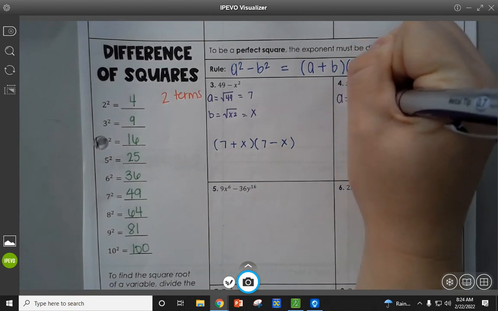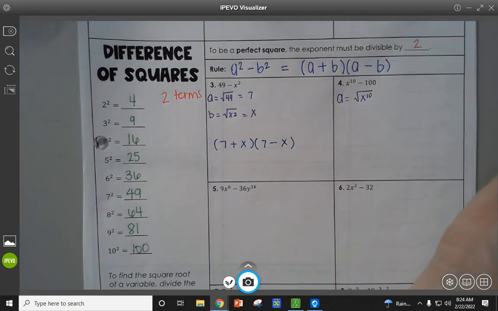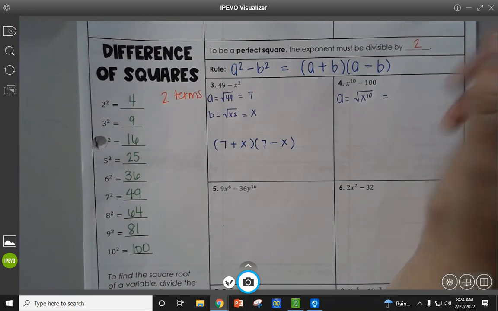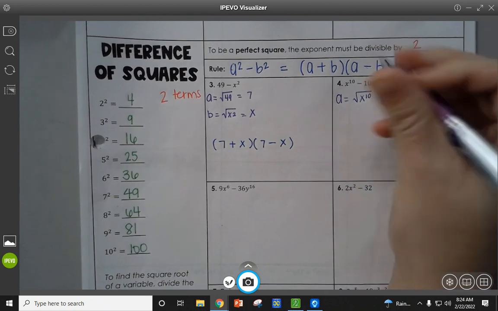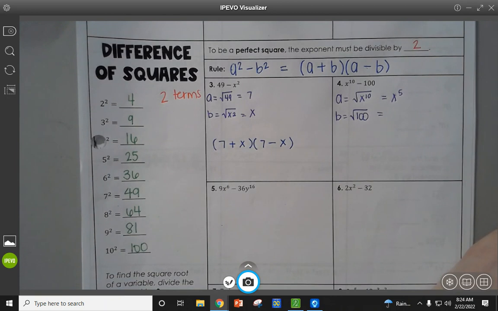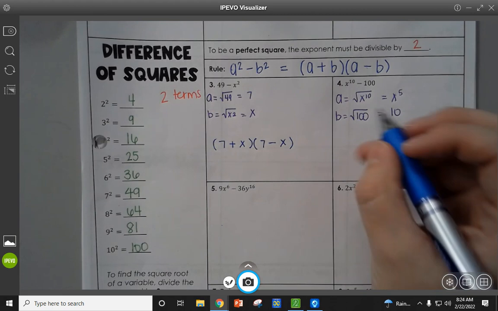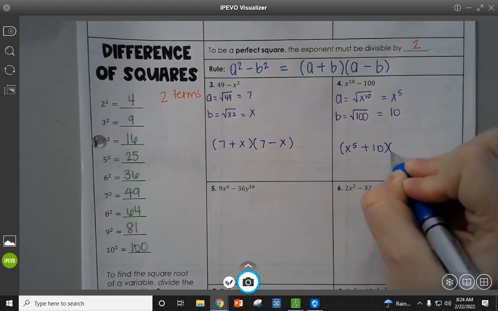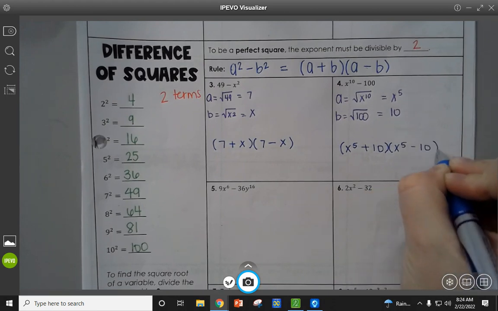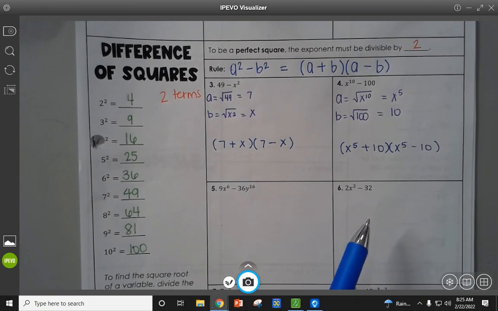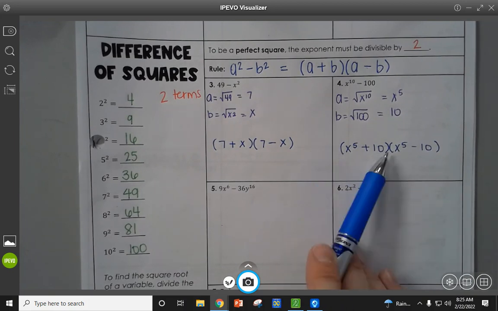So my a, I take the square root of x to the 10th, which is what? X to the 5th. And my b is the square root of 100, which is 10. And my answer, x to the 5th plus 10, x to the 5th minus 10. If you write the minus first and then the plus, that's okay too. But the numbers and the variables can't be flip-flopped.